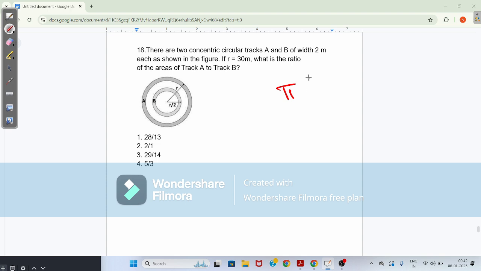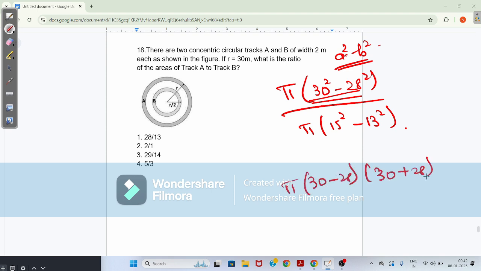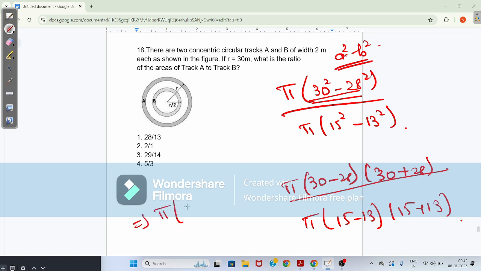Take common pi, which gives the value 30 square minus 28 square, pi into 15 square minus 13 square. So this is the formula for a square minus b square. Expand it: pi into (30 minus 28) into (30 plus 28) by pi into (15 minus 13) into (15 plus 13), which gives pi into 2 into 58 by pi into 2 into 28.